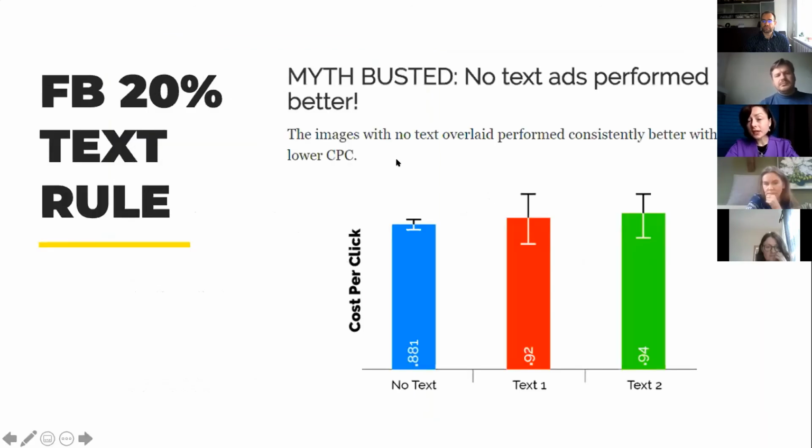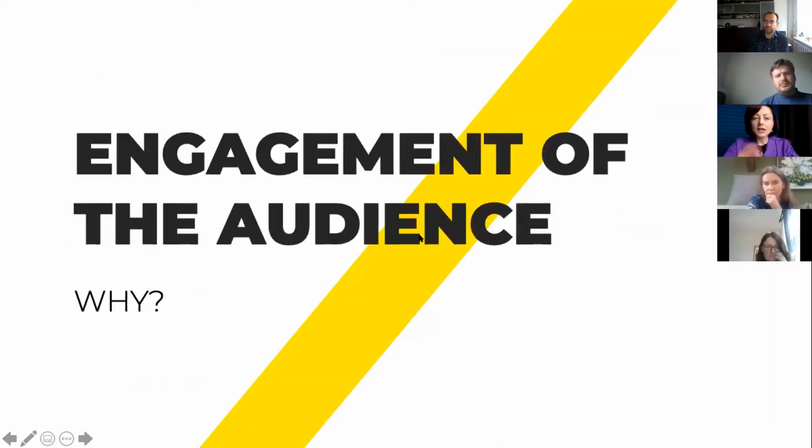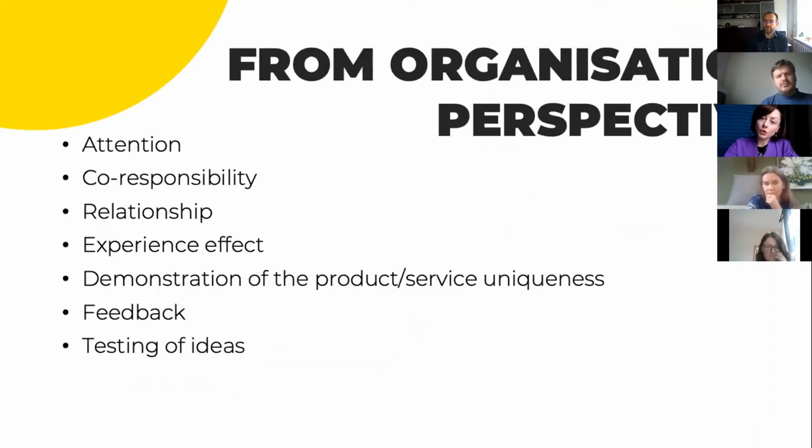Another point is that there are surveys that show that text is not always a good idea to use in your posts, and in some cases a really alive, good, nice, emotional picture works much better. So another thing is that we are still thinking about the engagement of the audience, and why is it important?